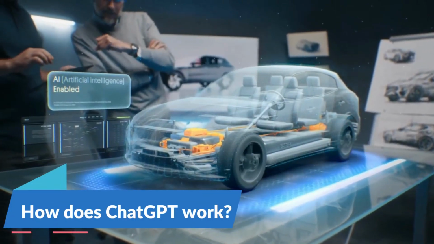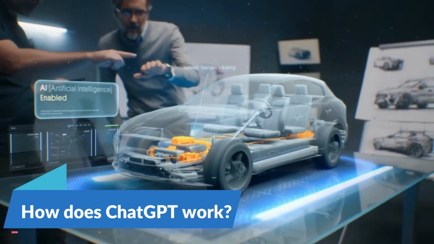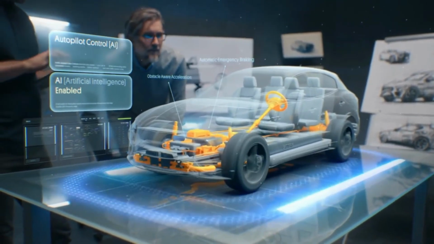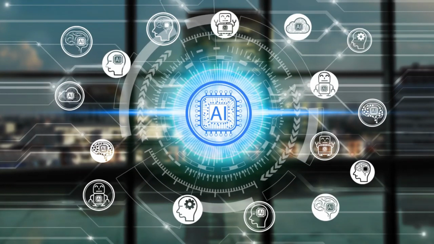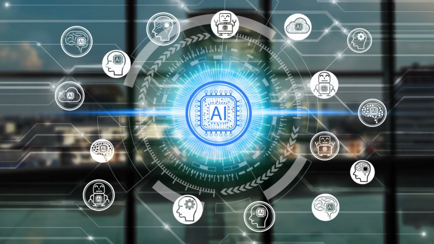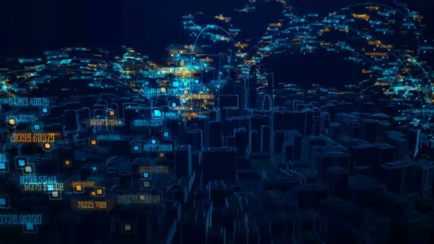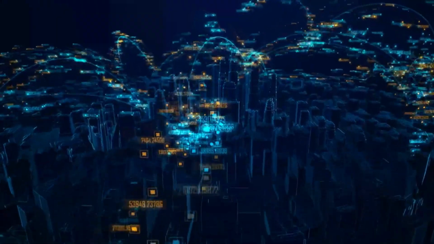So, how exactly does ChatGPT work? Well, it's just like any other AI out there. It was trained using a huge database of information from the web. OpenAI doesn't reveal exactly what data was used for training, but we know it was probably everything from web crawling to Wikipedia to Reddit and more.